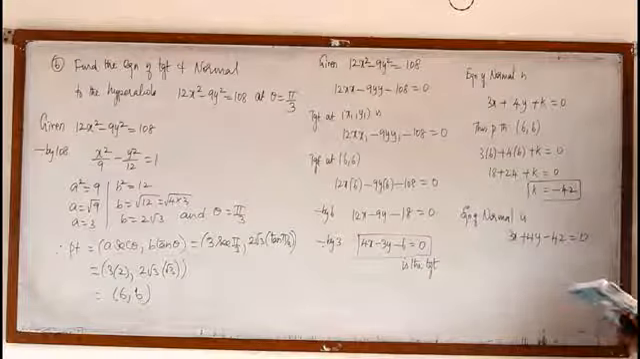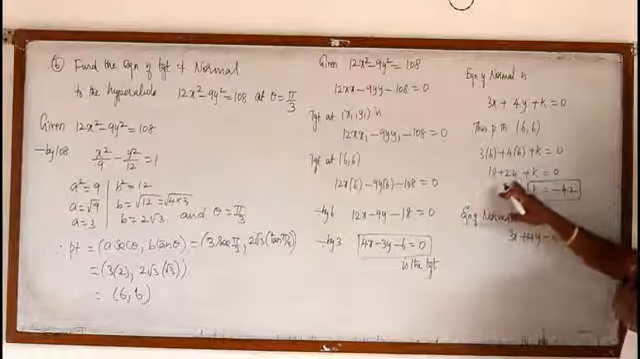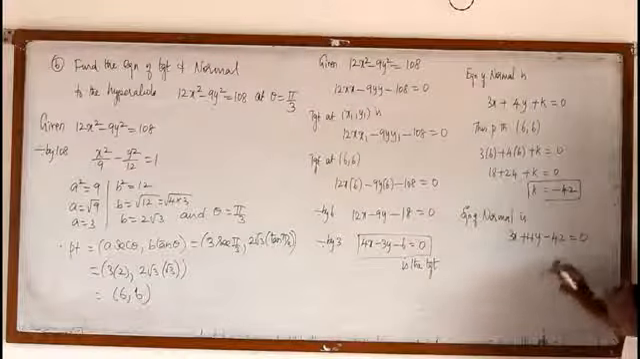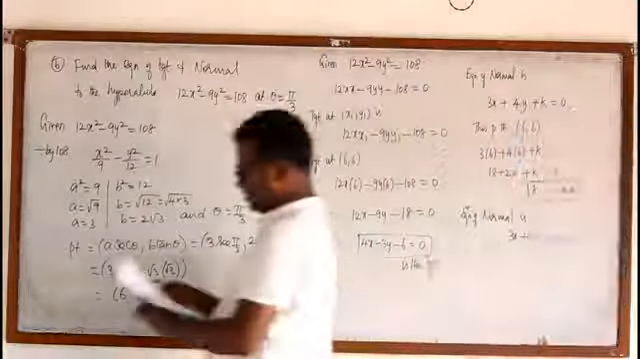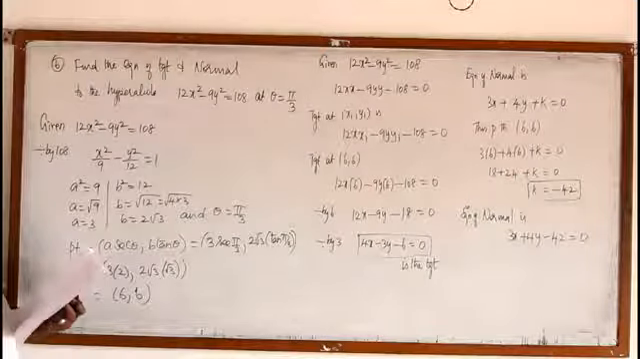So the tangent is 4x minus 3y minus 6 equal to 0. And then it is 42, so minus 42. This is the equation of normal. So this is the cosine problem. Next, we should go for the sine problem.